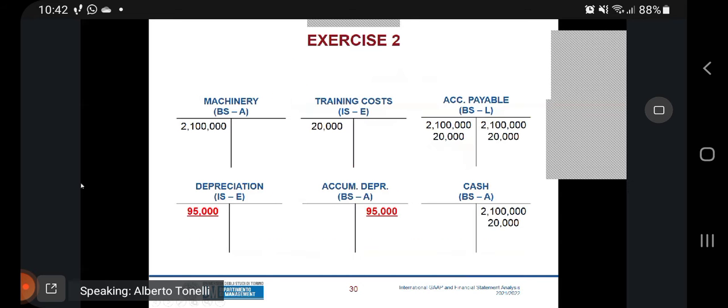Updated three accounts: depreciation, credit side, income statement expense, and accumulated depreciation. On the opposite side, credit side, 95,000 in the balance sheet, the reduction of the historical cost of the asset.